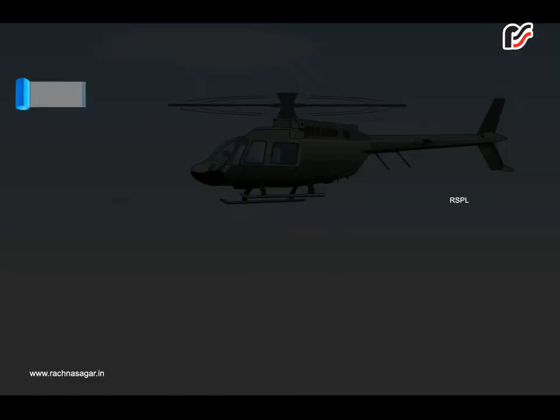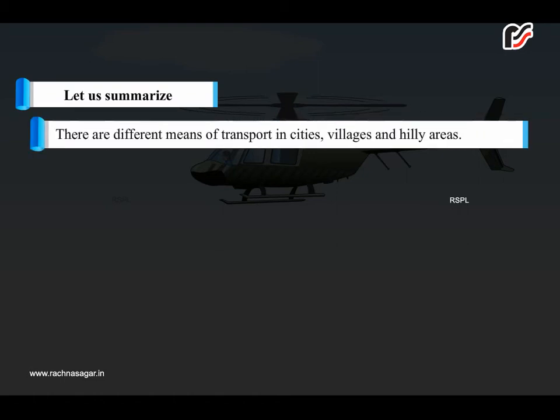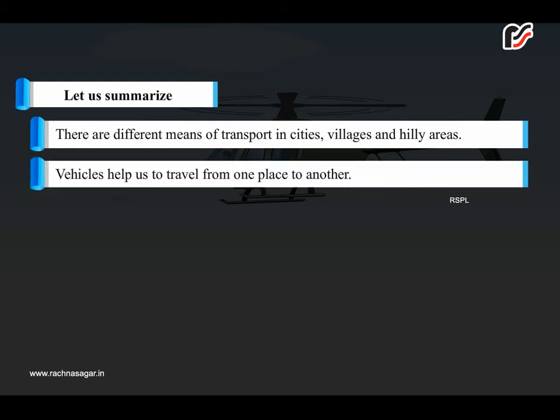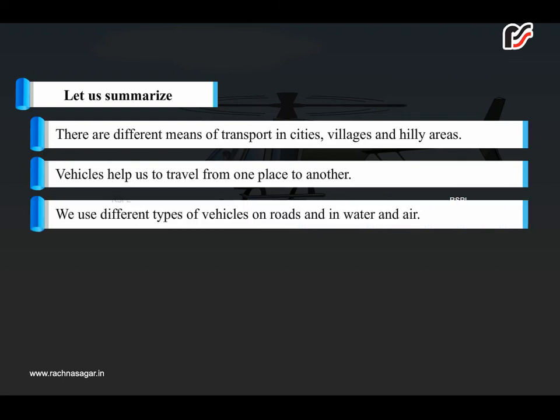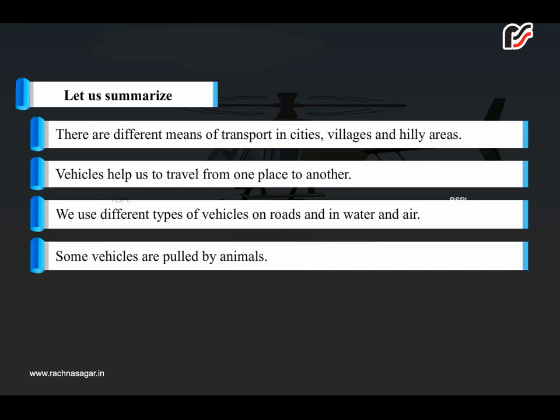Let us summarize. There are different means of transport in cities, villages, and hilly areas. Vehicles help us to travel from one place to another. We use different types of vehicles on roads and in water and air. Some vehicles are pulled by animals.